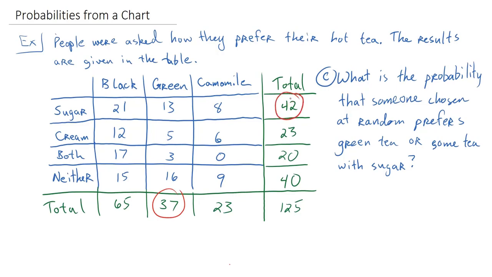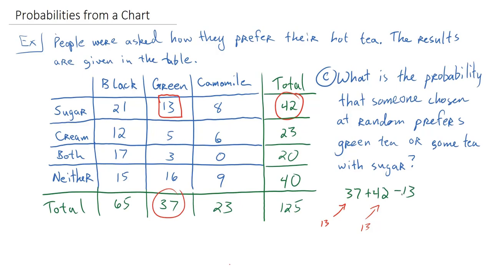And like we saw before, we're going to add those together. So that would be 37 plus 42. Okay, now, but here's the weird thing with this OR. There are 13 people who like green tea with sugar. That 13 is in both the 37 and the 42, which means we've accounted for those people twice. And so this is where we have to subtract off that overlap.